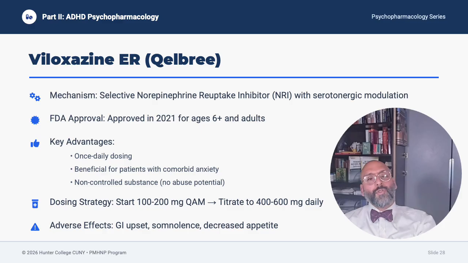So who should use this? Well, if atomoxetine feels too slow or too flat, or if a stimulant feels too activating, viloxazine often sits right in the middle. So it's not a first line for everyone, but for the right patient, especially one with anxiety or stimulant hesitancy, this could be a reasonable choice.